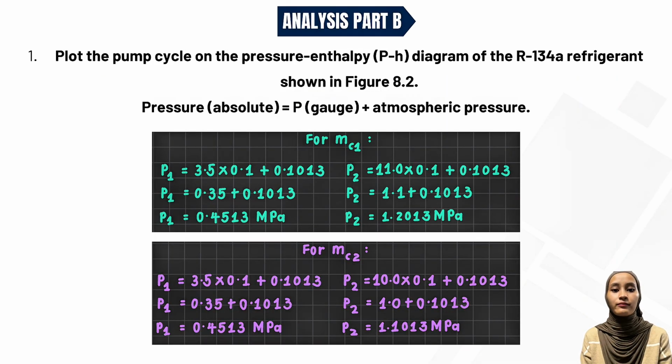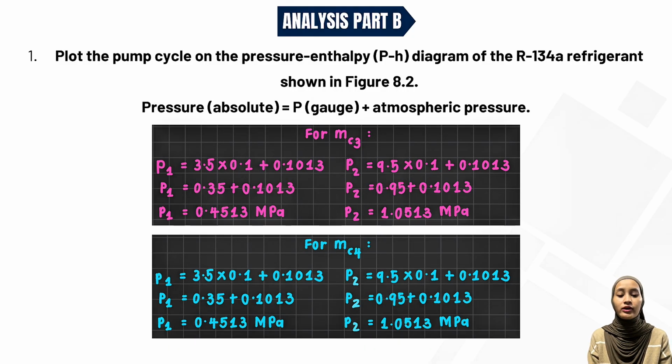The first analysis for Part B, we need to plot the pump cycle on the pressure enthalpy pH diagram of the R134A refrigerant. So we first need to find the absolute pressure, which is P gauge plus atmospheric pressure. For MC1, P1 is equal to 0.4513 megapascal, P2 is 1.2013 megapascal, and for MC2, P1 is equal to 0.4513 megapascal, and P2 is 1.1013 megapascal.